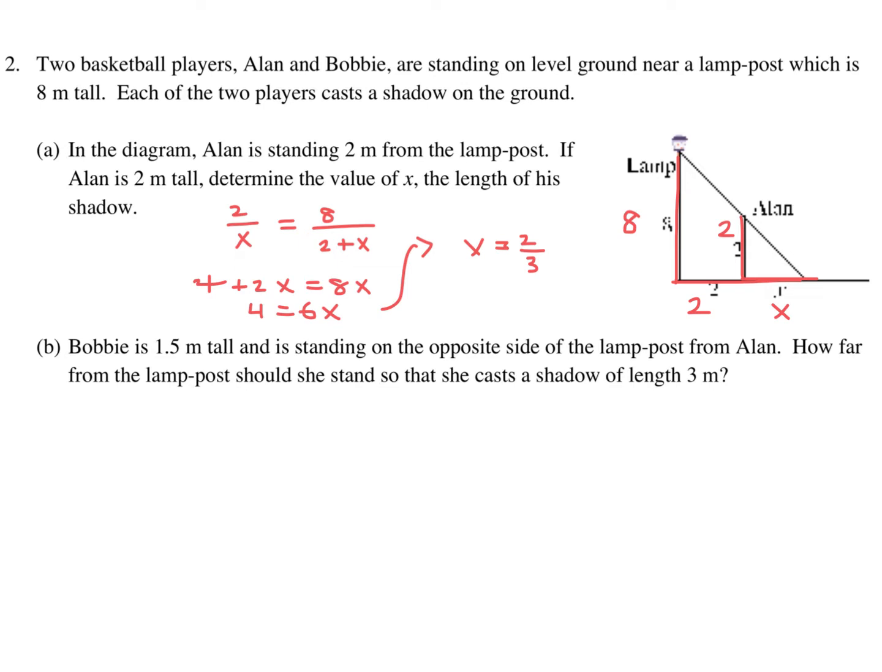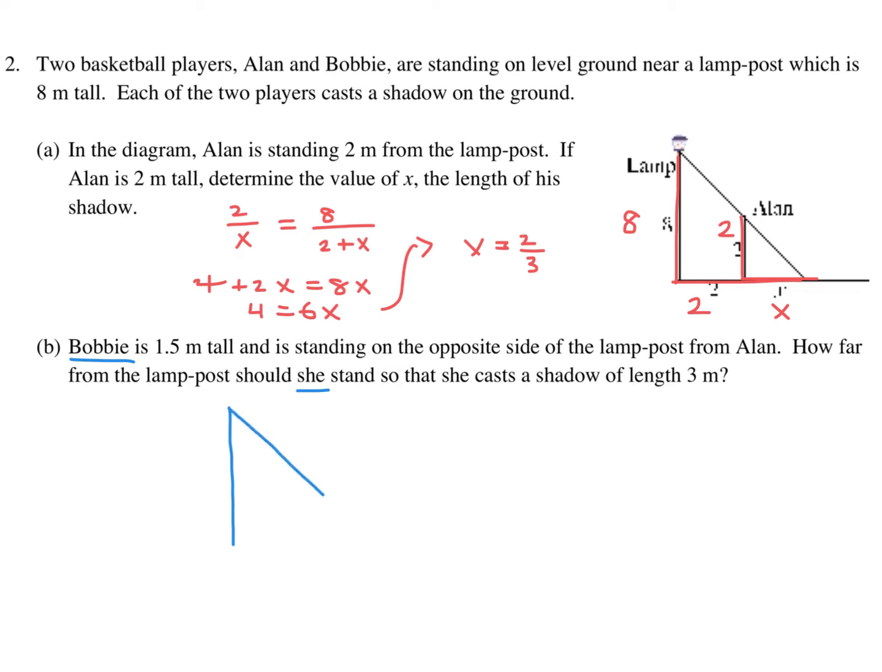Now we have part B. Bobby is 1.5 meters tall and is standing on the opposite side of the lamppost from Alan. How far from the lamppost should she stand so that she casts a shadow of length 3 meters? Oh, Bobby's a girl. Okay.